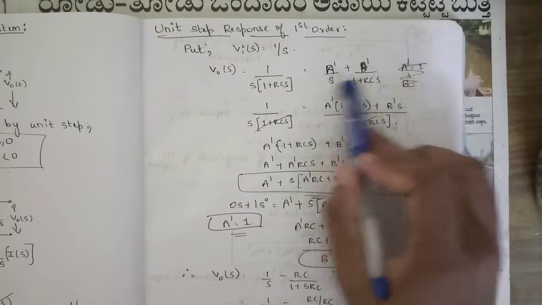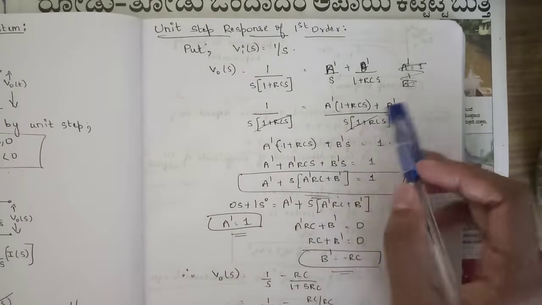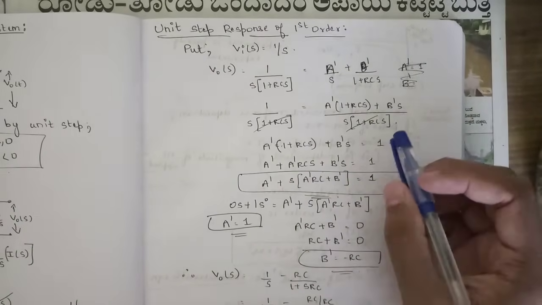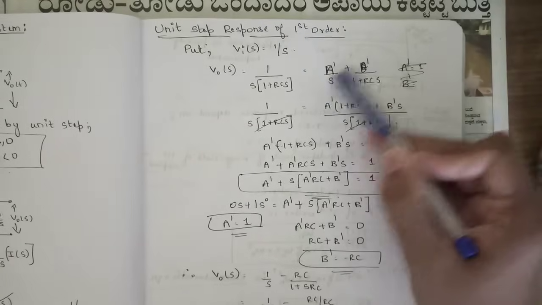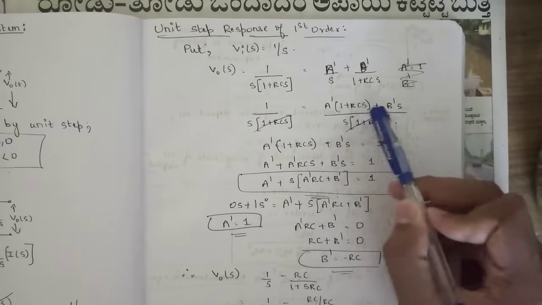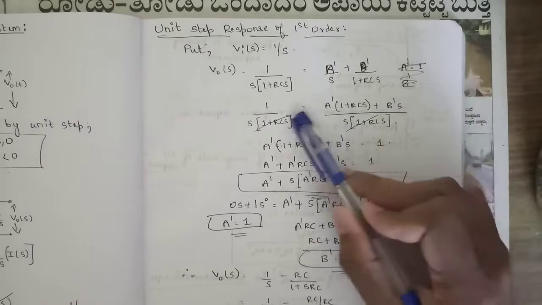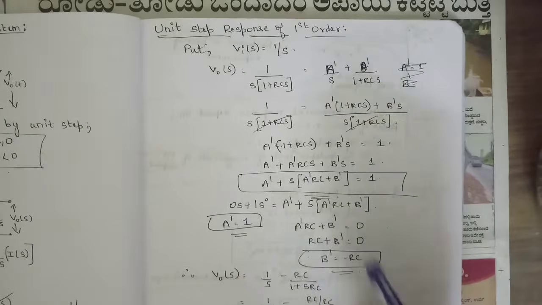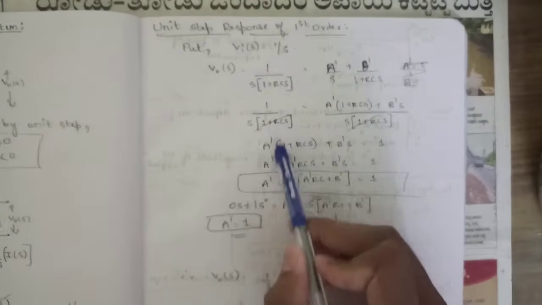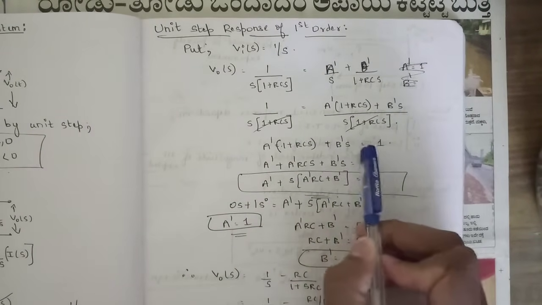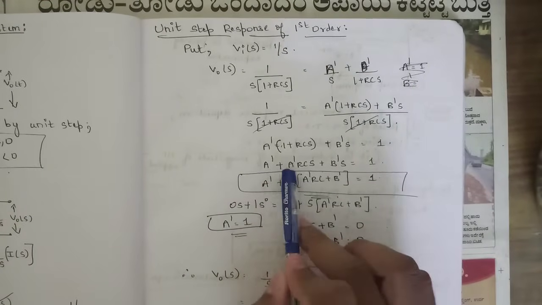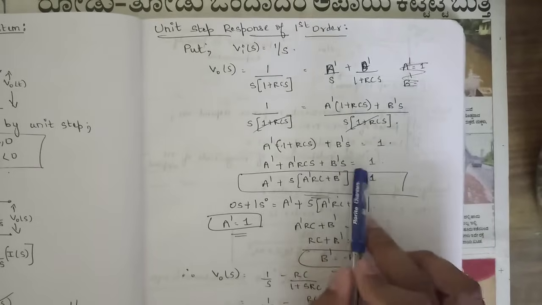So cross multiply and take the LCM, that is A dash into 1 plus RCS. This is basic maths, you might be knowing it. Cross multiplication gives A dash into 1 plus RCS plus B dash into S divided by S into 1 plus RCS, so we can cancel these two terms out. We are left with A dash into 1 plus RCS plus B dash into S is equal to 1. Multiply A dash to both the terms, that is A dash plus A dash RCS plus B dash S is equal to 1.